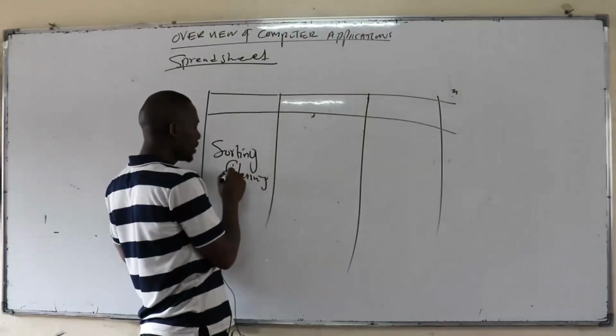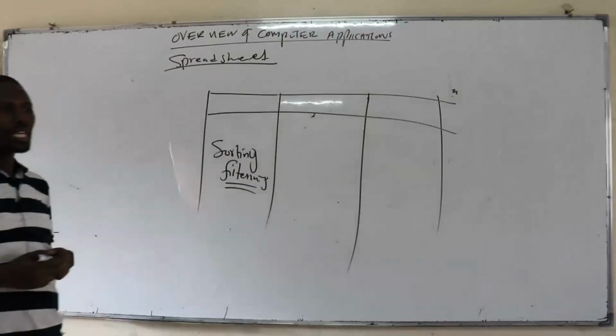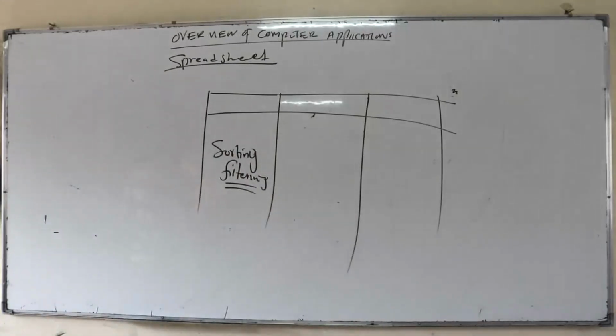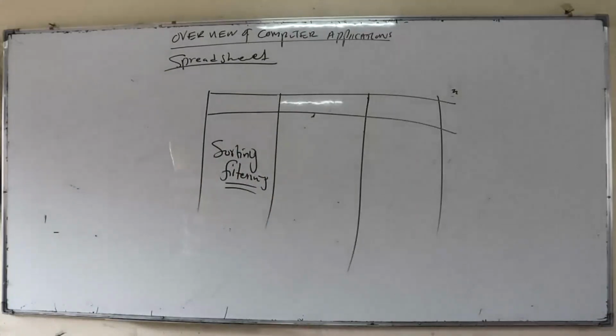So you can sort the data, you can filter the data. To sort here means to arrange in a particular order, could be ascending or descending, numeric or alphabetic. Or sometimes you filter using a specific criteria, retaining the data that you wish to retain. That is another advantage of using a computer program.